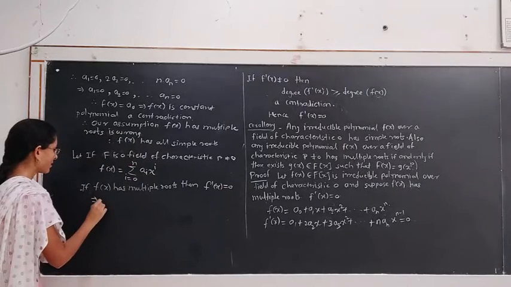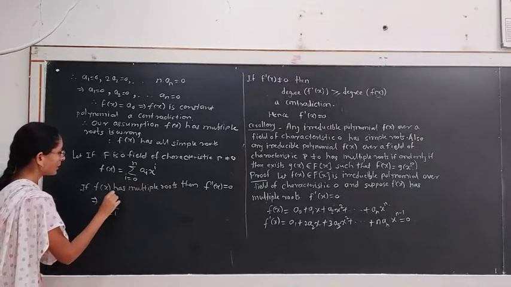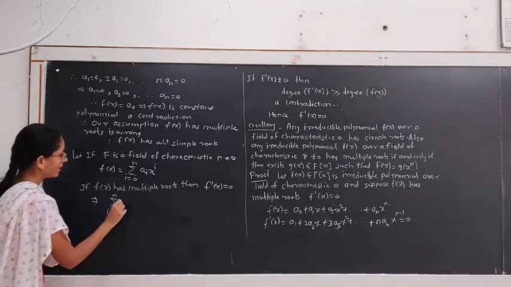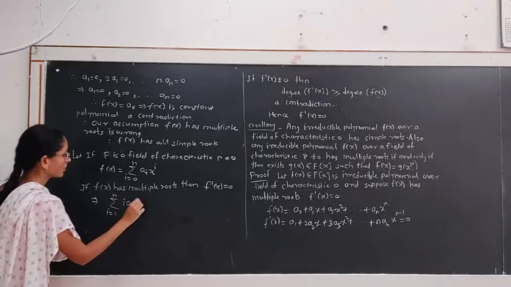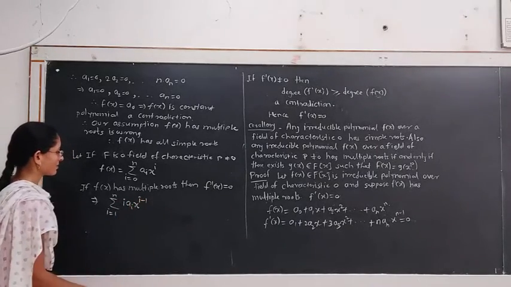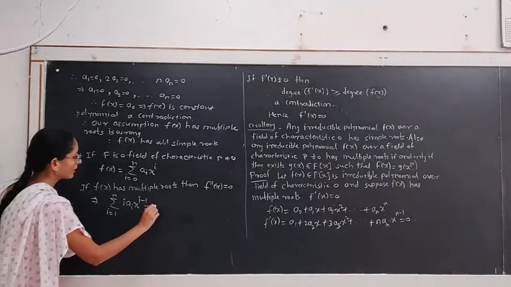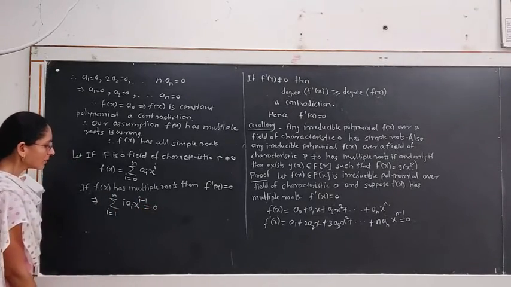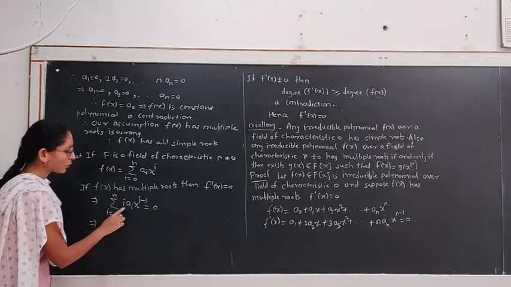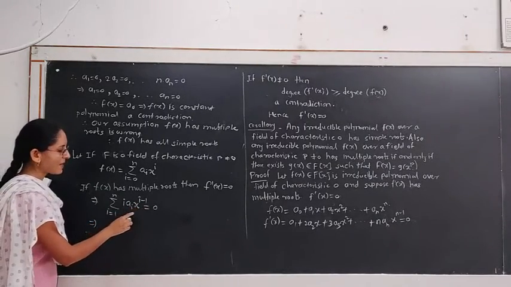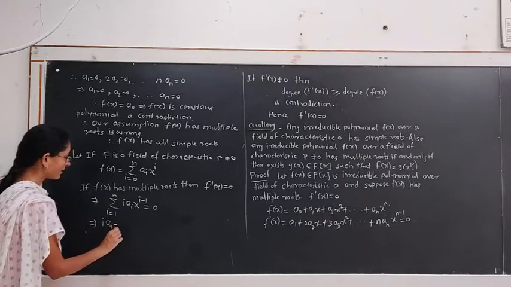This implies, what is the derivative of this? Summation i equal to 1 to n of i into ai x raised to i minus 1 is equal to 0. This implies all the coefficients of x raised to i minus 1 are 0, that is, i into ai is equal to 0.